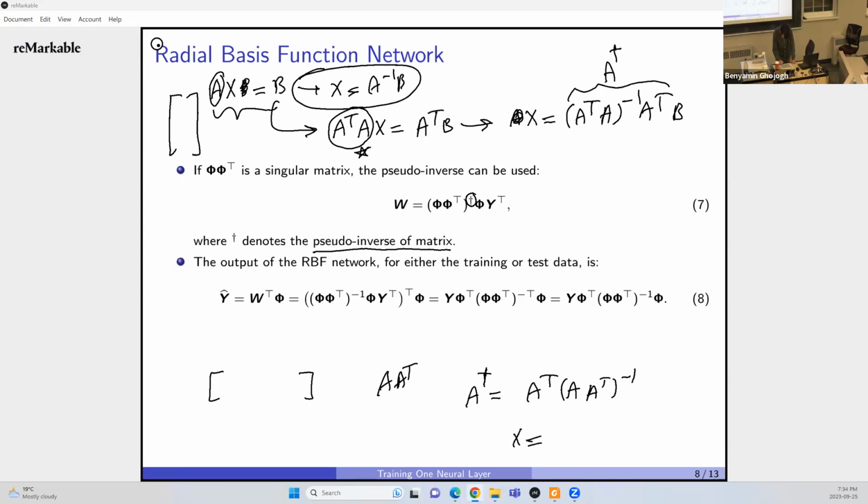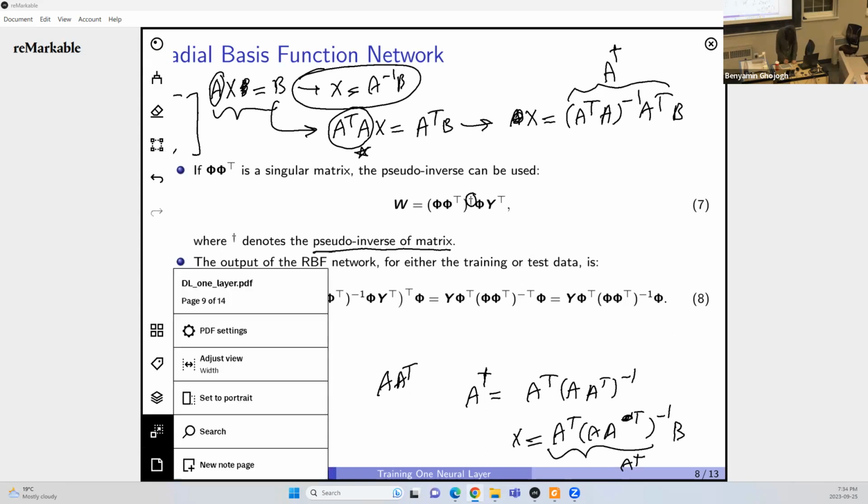So basically you will end up with something like this: A transpose inverse B. You call it A dagger. Another point which you mentioned, and that's interesting, is that there is another technique to deal with singular matrices, and that is a hack that is used a lot in machine learning. Let me add a page.